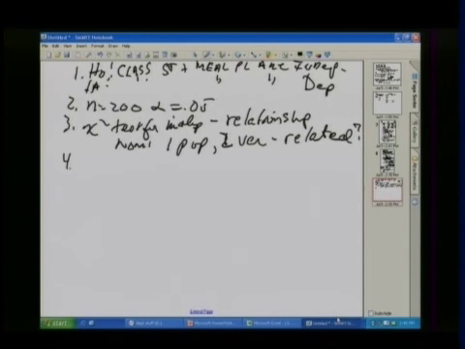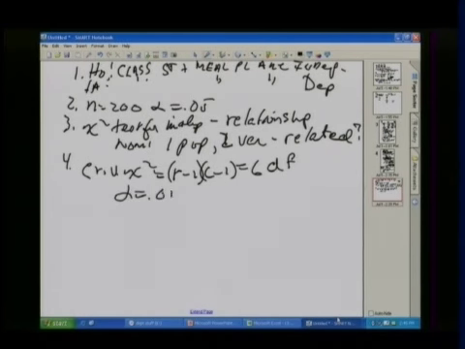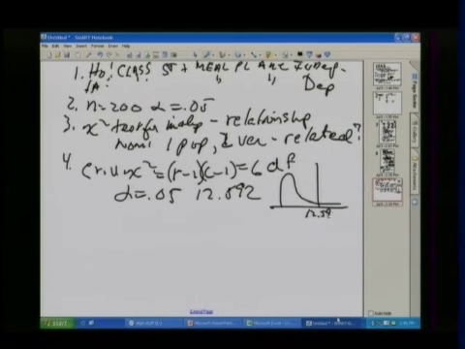Okay, so we're ready for step 4. We've got to come up with our critical value. Remember, the critical value of chi-square is going to be based on rows minus 1 times columns minus 1 degrees of freedom. In this case, that was equal to 6. I looked in my table at 0.05, and I found that my value was 12.592. So if I get a value greater than that, I'm going to reject. 12.592 is right here. Reject out here on the end.